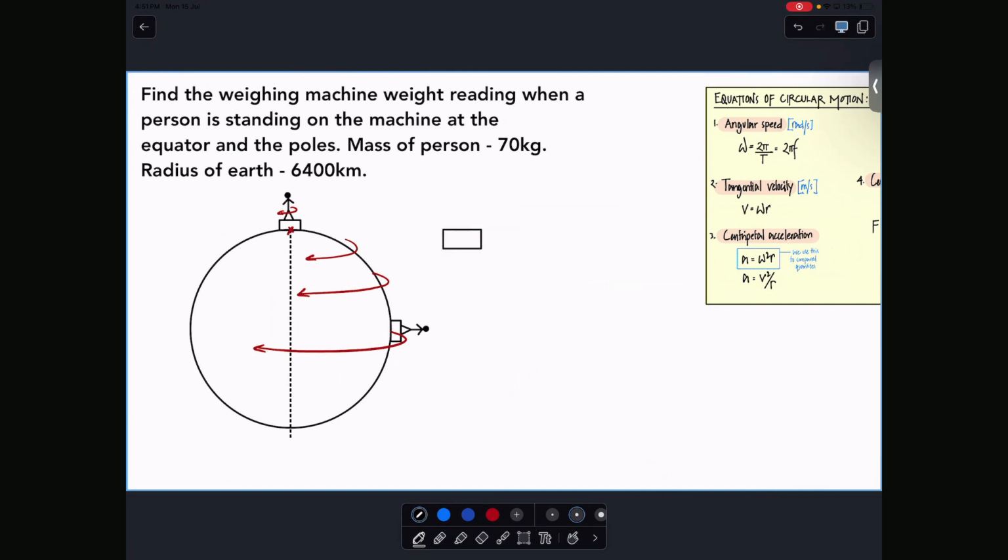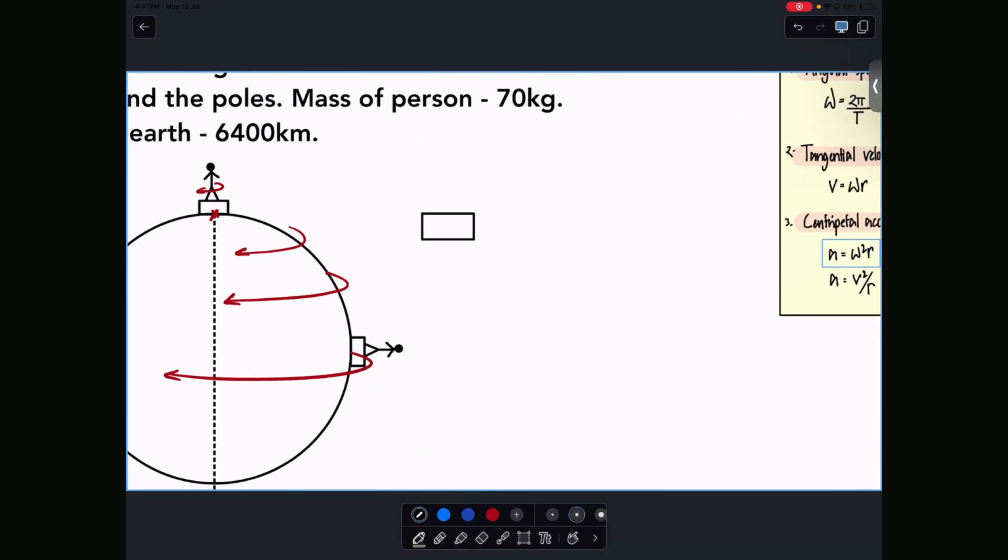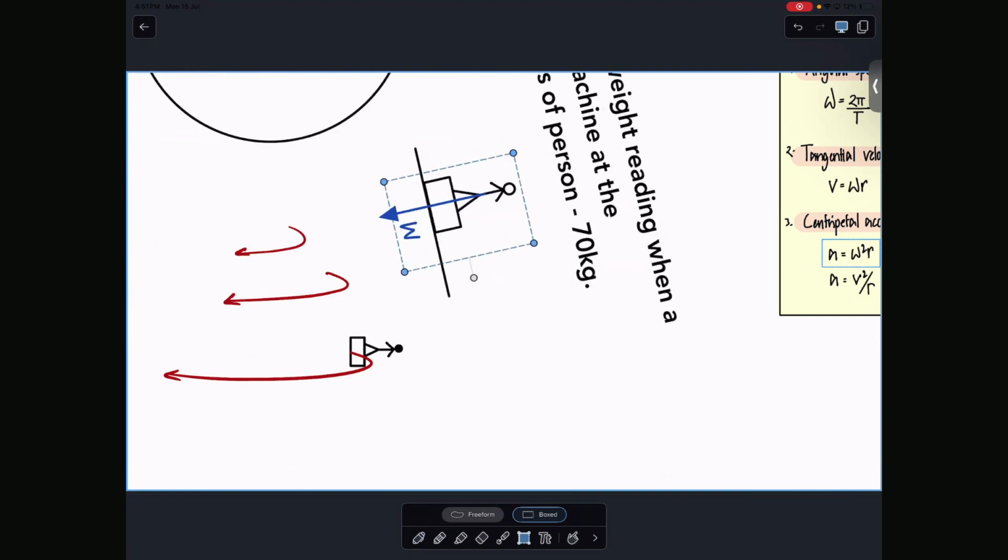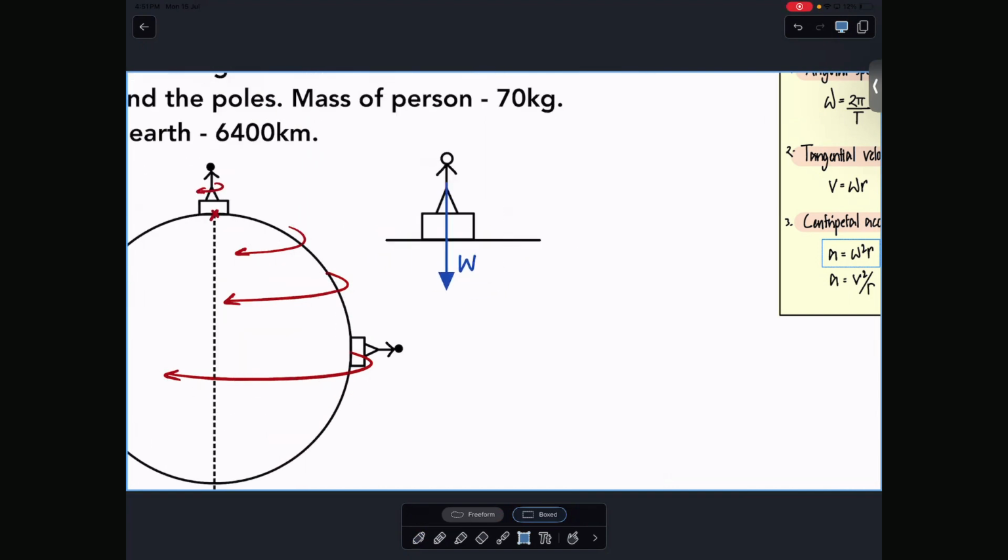Okay, everyone, I'll share the screen, see what's happening here, don't write anything. So you have a person on the weighing machine here, and this is at the equator. And at the equator, the person is undergoing circular motion like everyone else. And there's a force acting downwards on this person. What is the downward force? Weight, right? Okay, fine. And by the way, this is the diagram sideways. Sorry. This is basically this diagram sideways, okay?